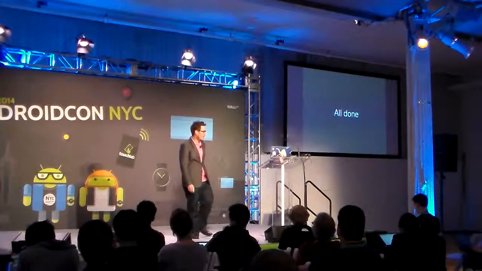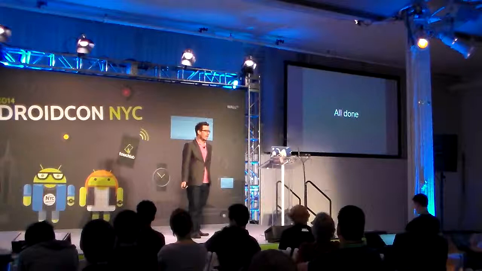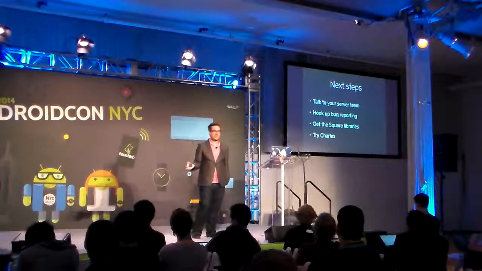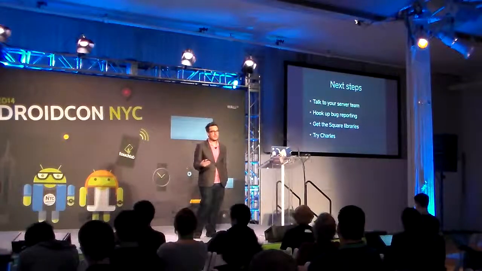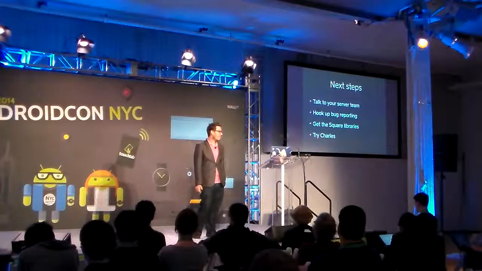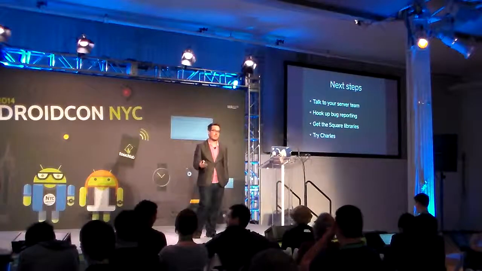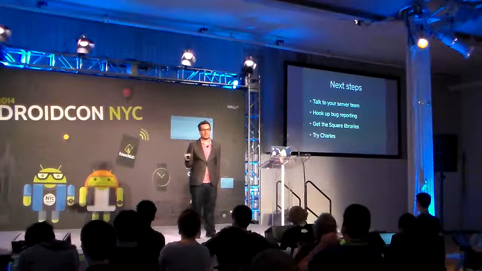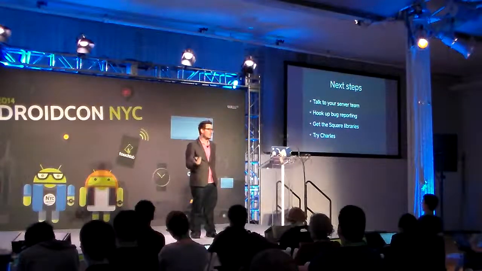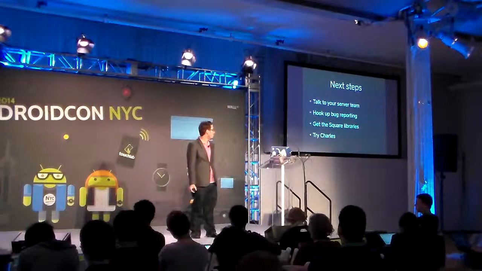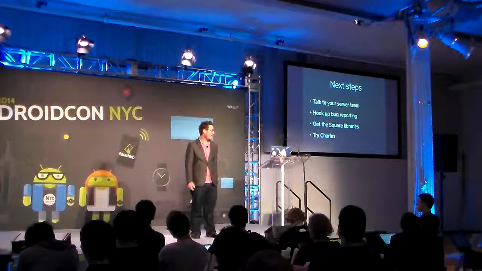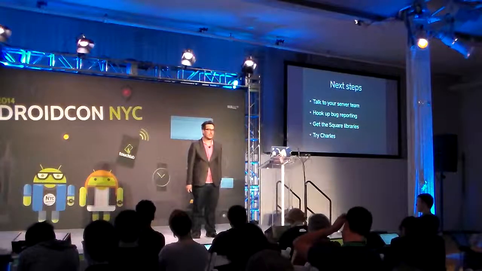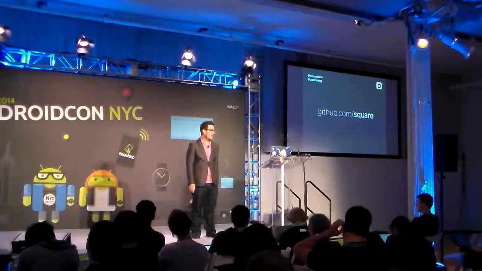So that's it. That was a little bit of a whirlwind. I want to just walk through my takeaways again. Talk to your server team, tell them to add the cache headers, tell them to turn GZIP on. Hook up bug reporting, so that if something fails, like you get a 404 or a 500, it lands in Crashlytics or Bugsnag so that you can follow up on it and fix it. Get all the Square libraries, they're really good. And try Charles, which lets you see exactly what's happening.